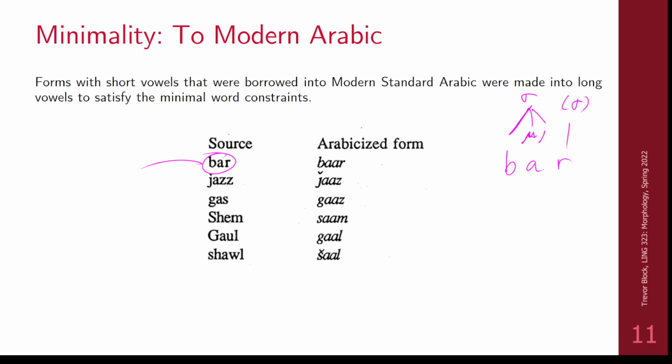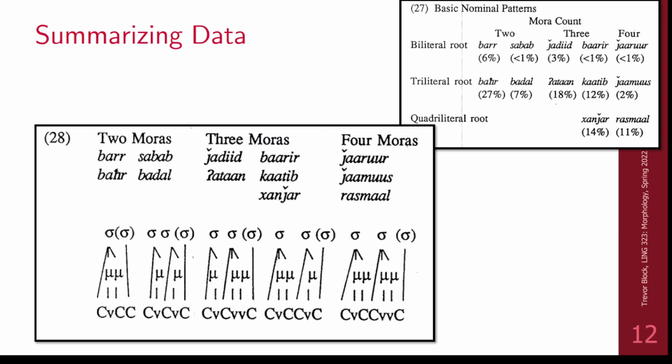So we need to have a heavy syllable, so we just introduce two mora, and now it becomes longer, but our condition is satisfied, and we get the Arabicized form. Anyway, that was it as far as most of the content. So this is just sort of a summary of what they did.